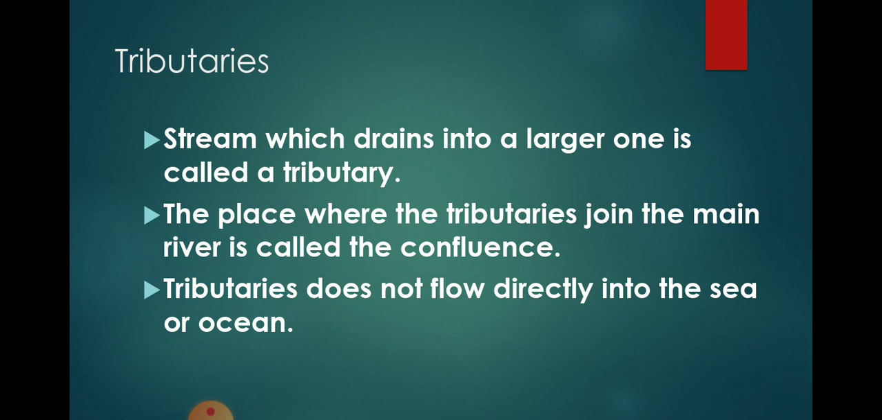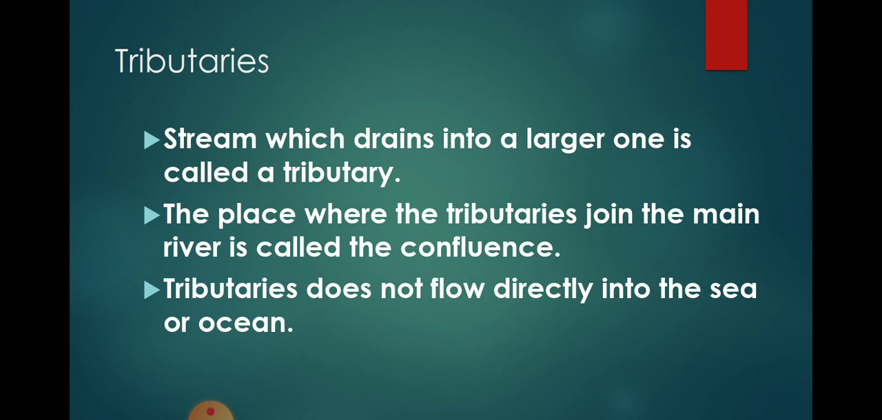What is a tributary? Usually the tributaries can be seen at the upper stage and the middle stage. A stream which drains into a larger one is called a tributary. A small stream which originates from a mountain or from a lake and joins a larger one, we call it a tributary. The place where the tributaries join the main river is called the confluence. So what's a confluence? The place where the tributaries join the main river is called the confluence. Now the tributaries do not flow directly into the sea or ocean. The tributaries join with the main river.